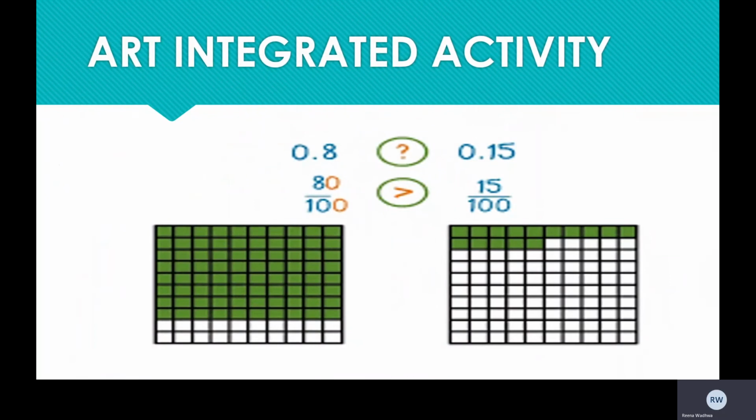There is an activity, an art integrated activity. We will take box sheets 10 by 10, 100 boxes in this. First we make these two as like decimals, that is 80. So make a fraction with 100, 80 upon 100 and 50 upon 100. So 80 out of 100, we color 80 boxes out of 100, and here we color 50 boxes out of 100. So this is the greater one.